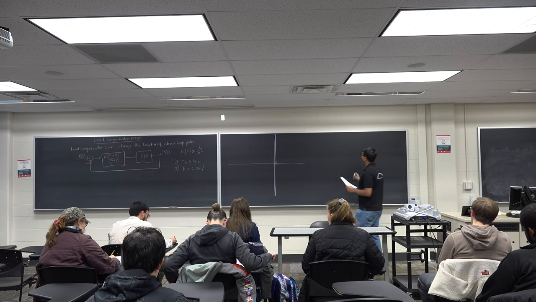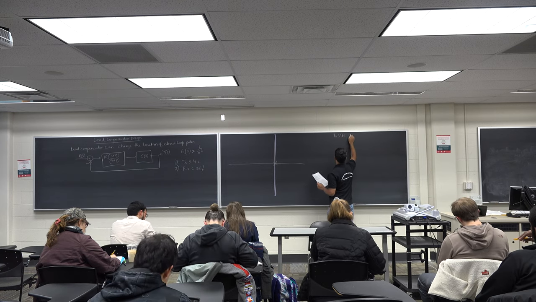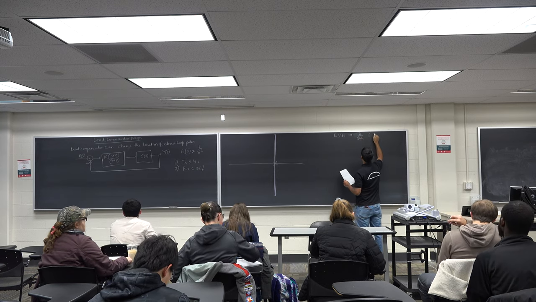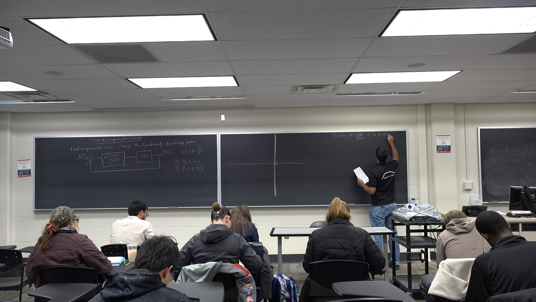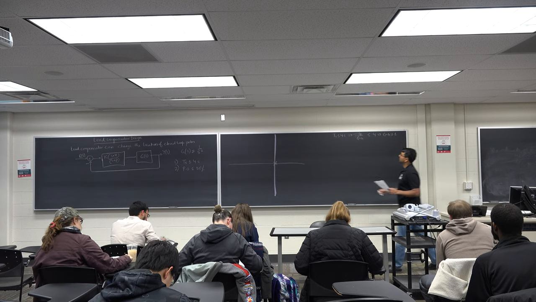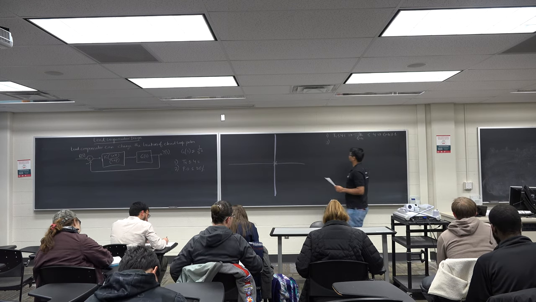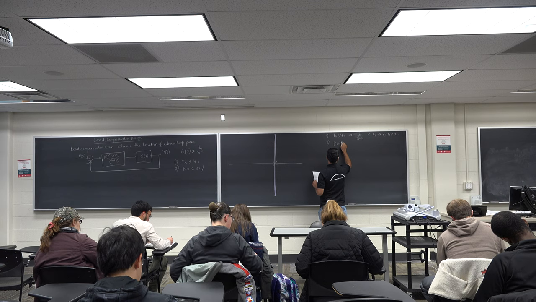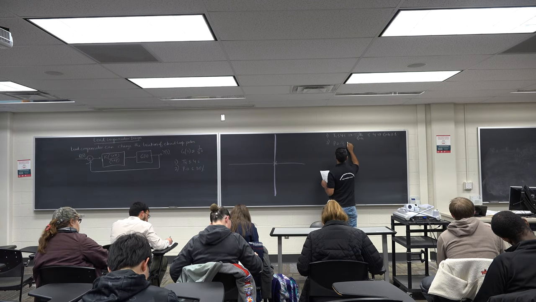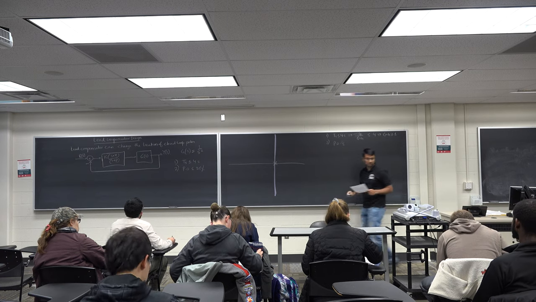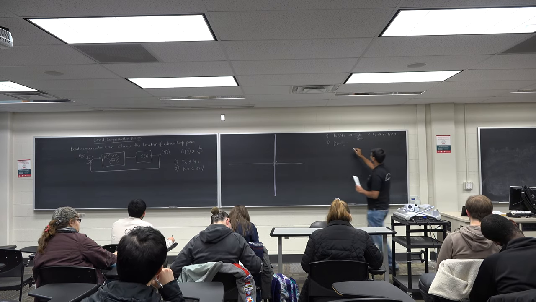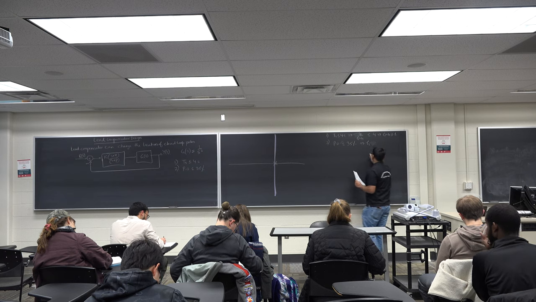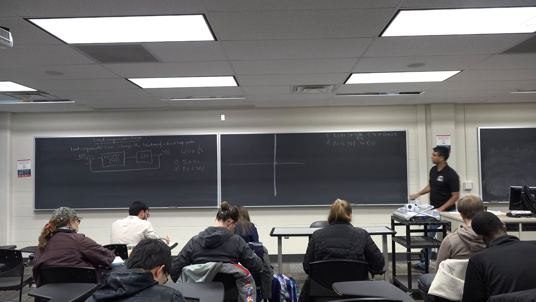So Ts less than or equal to 4 seconds. 4 over zeta omega n less than or equal to 4. This implies zeta omega n greater than or equal to 1. The percent overshoot should be less than or equal to 35%. This implies zeta must be greater than or equal to 0.32.